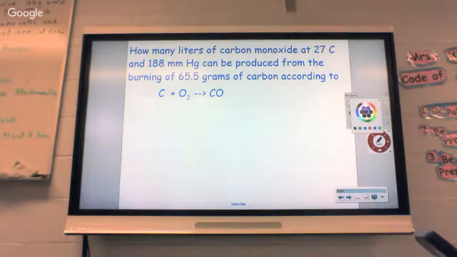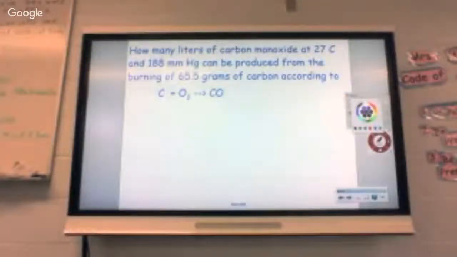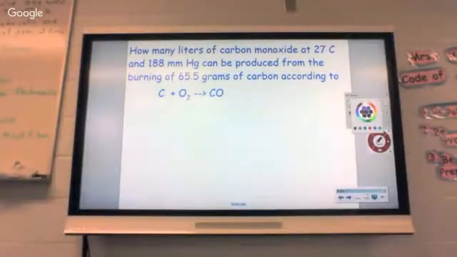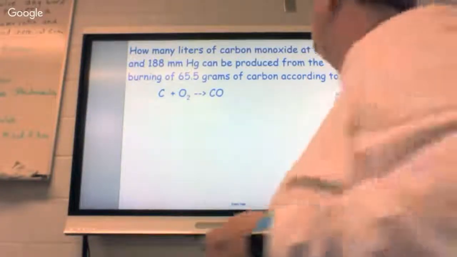What was the answer? 538. You got what? I've got 543. So 538, I'd probably take it. Probably a rounding error. I don't know unless you got a decimal place off. Because you've got what? 65 or something? It could be a decimal. You put in like 0.821 instead of 0.0821.